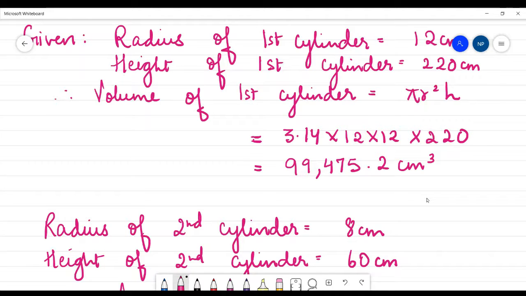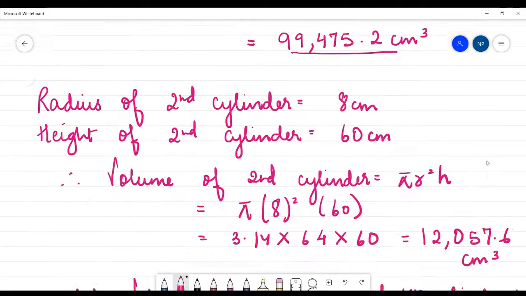So accordingly we are going to first find out the volume of the first cylinder, that is the biggest cylinder. We have the radius as well as the height. We have the formula of the volume, that is pi r square h. On substituting the values, we will get the answer as 99,475.2 centimeter cube.